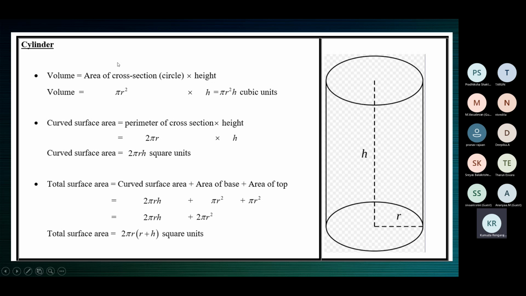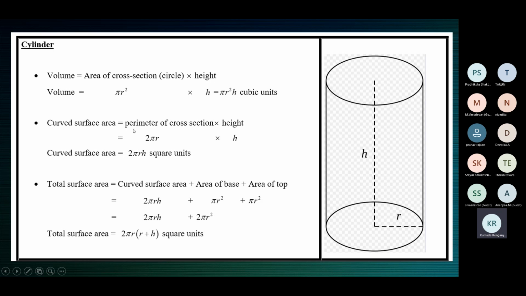And we know that volume is given by area of the uniform cross section into height. Volume is basically area into height. So area of the uniform cross section, which is a circle, into height. So volume is equal to pi r square into h, where h is the height of the cylinder formed. So pi r square h cubic units is the formula to be used to find the volume of a right circular cylinder.